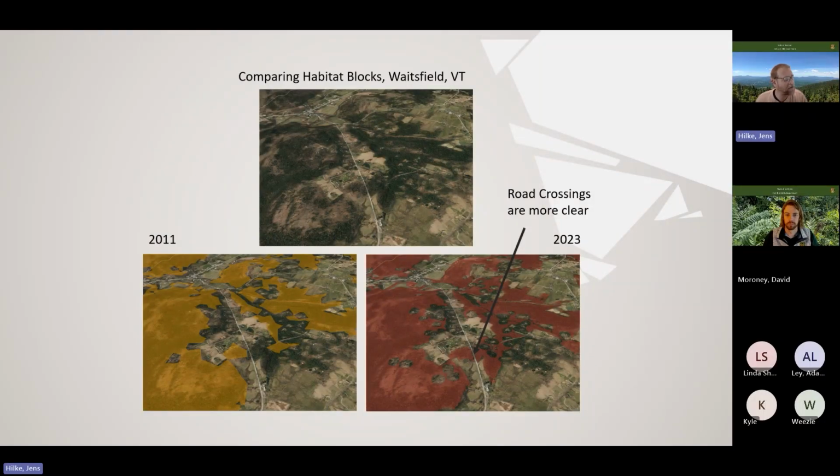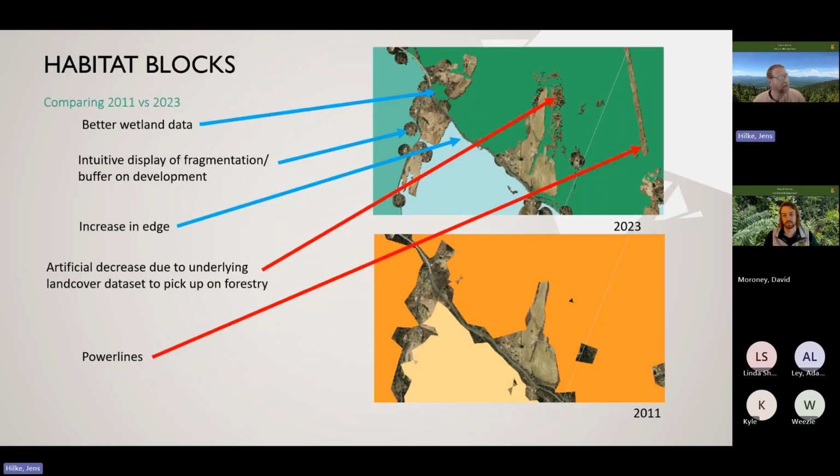In 2011, you can see just how blocky that is. The development in that version was removed as a density of development. Here in 2023, we really took a 150-foot buffer around every single house. So there's this intuitive display of fragmentation. And again, the better edges really allow us to see the road crossings a lot more clearly than we did before. So the 2023 version has better wetland data.